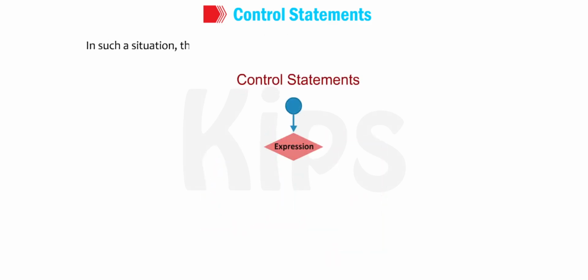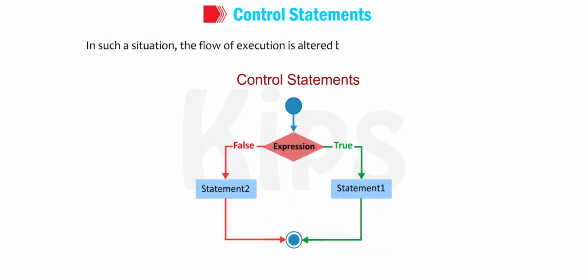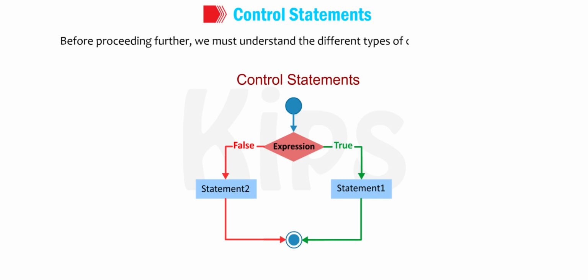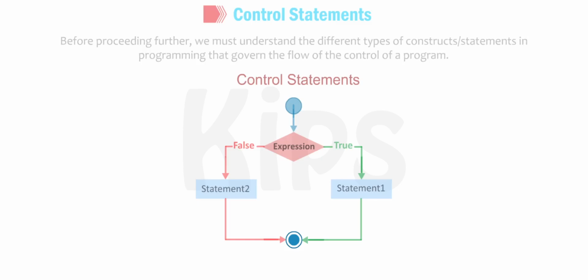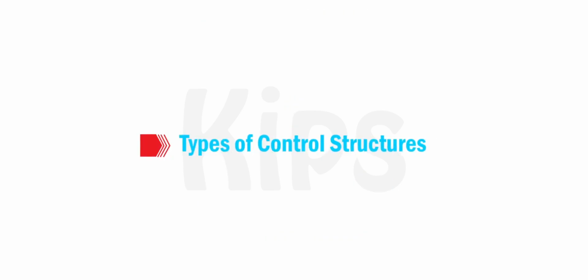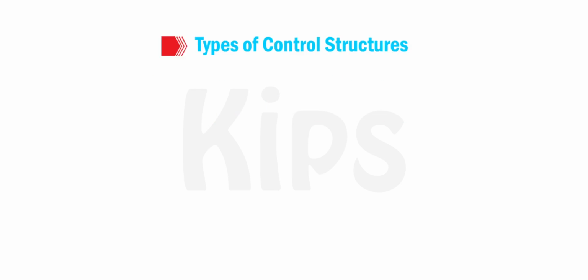In such a situation, the flow of execution is altered by the use of control statements. Before proceeding further, we must understand the different types of constructs or statements in programming that govern the flow of the control of a program. Students, let us find out about types of control structures.